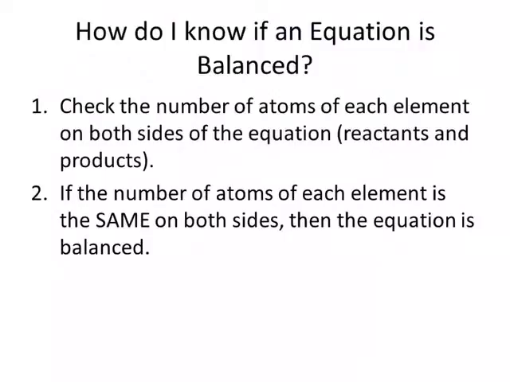To know that your equation is balanced, you need to have the same number of each type of atom on each side. So if you have 3 oxygens and 4 hydrogens on one side, you need to have 3 oxygens and 4 hydrogens on the other side. They have to be the same.